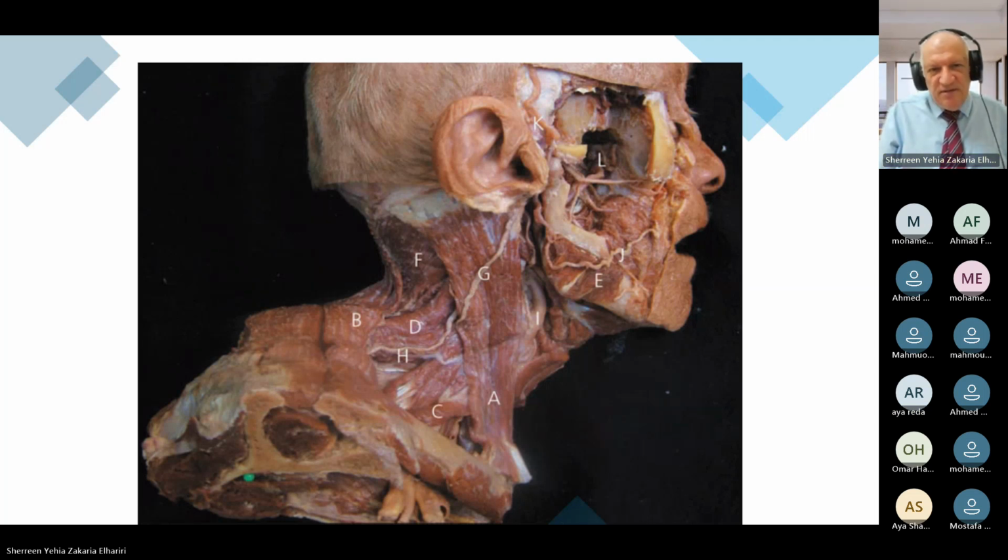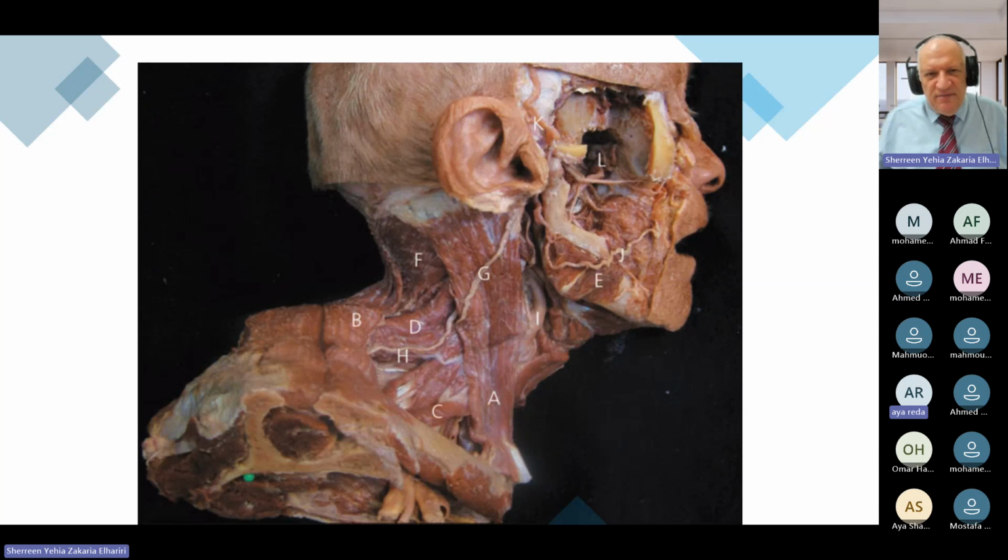H. H is a nerve. Okay. G. The nerve comes from the back of the sternomastoid muscle and yes, it is the spinal accessory nerve. H is the spinal accessory, but what is G? G is the great auricular nerve. Okay, good.